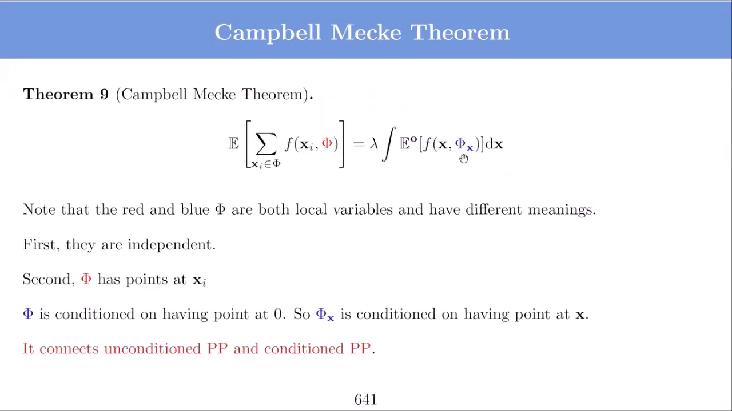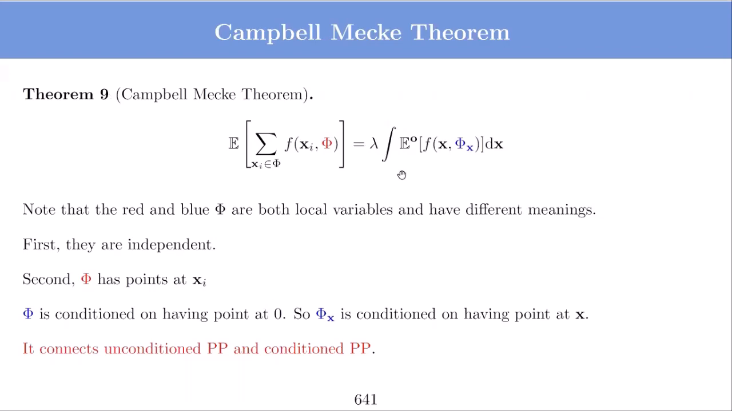We know this by the Campbell-Mecke theorem, and the benefit here is that you don't have to compute the expectation for every x. If you know just the Palm expectation with respect to a point at origin, that's all you need, and you just put it there and then integrate this function.